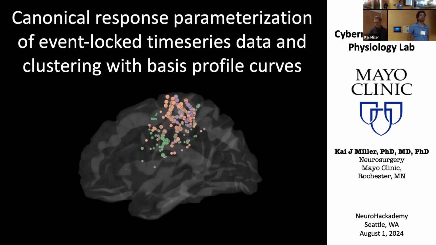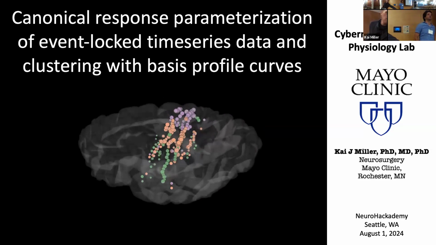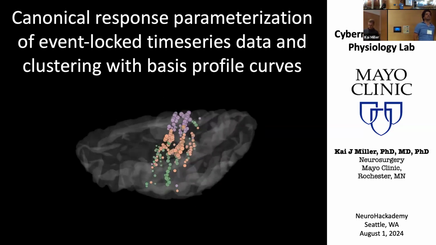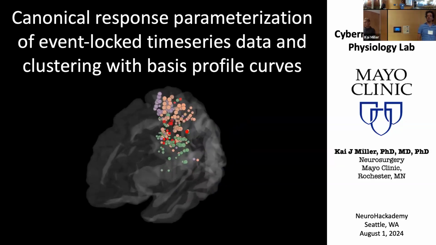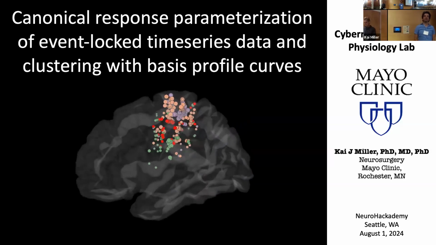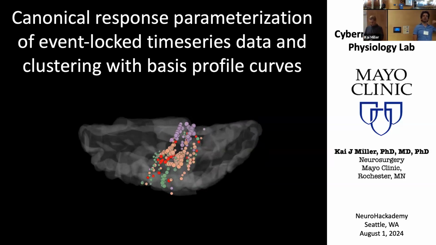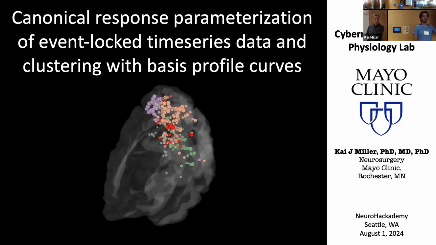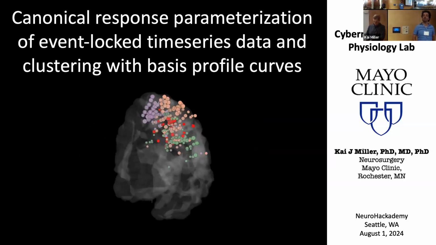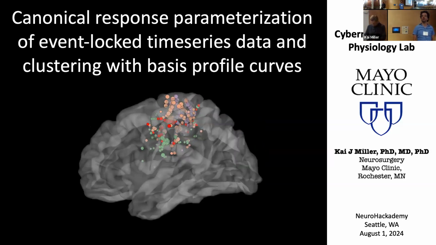So in the spirit of covering as many different kinds of human neuroscience data as we can, we're fortunate to have Kai Miller here to talk about electrophysiology data and particularly advanced time series analysis methods applied to human electrophysiology data.